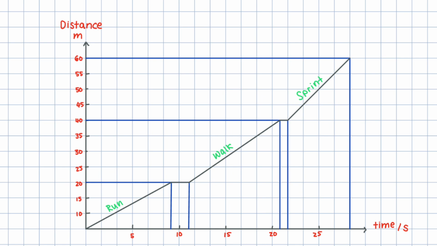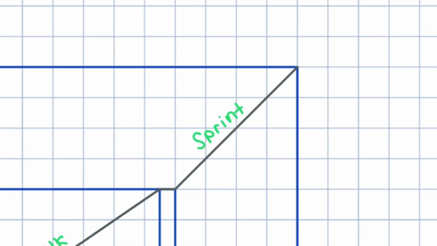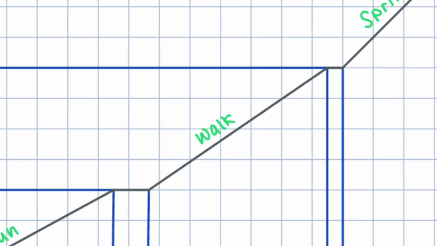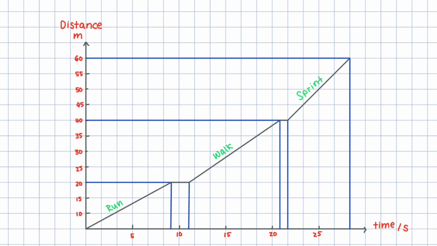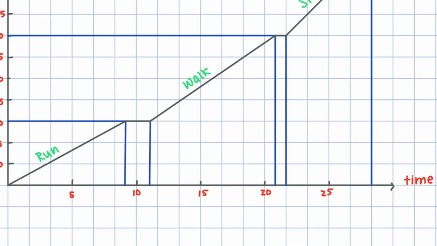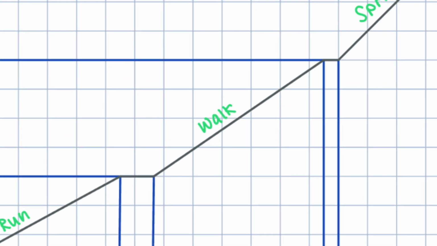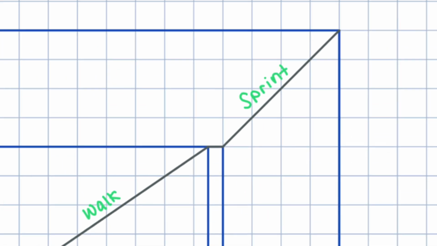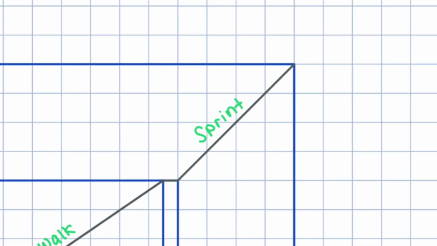Alright, so we're now done calculating speed. It's time to do the graph. As you can see, the sprint is the fastest, while the walk is the slowest. We can see that from the time, since walking has the longest time, while the sprint has the shortest. I think that's pretty much it.